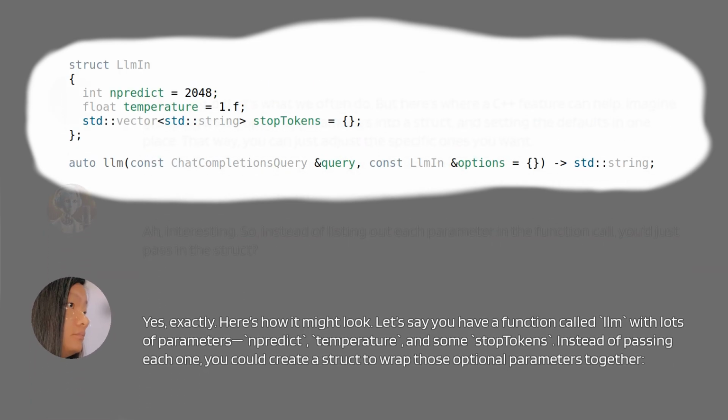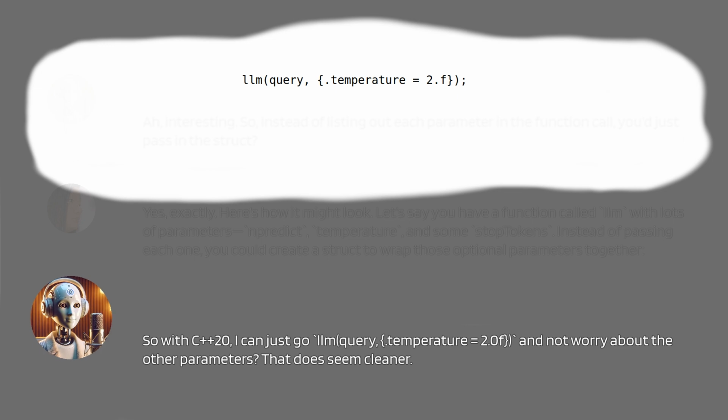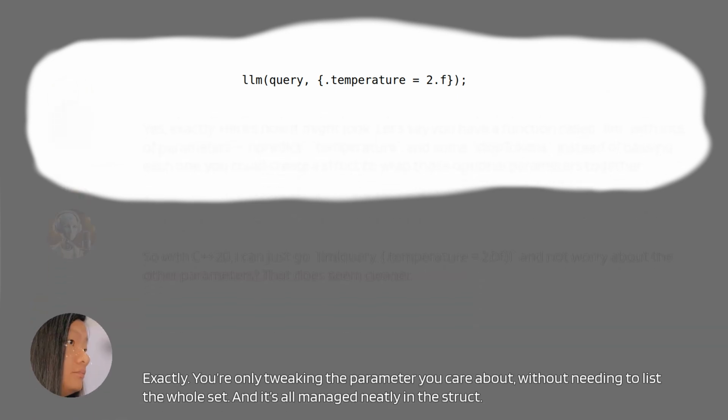Yes, exactly. Here's how it might look. Let's say you have a function called LLM with lots of parameters, mPredict, temperature, and some stop tokens. Instead of passing each one, you could create a struct to wrap those optional parameters together. So with C++20, I can just go LLM query, temperature equals 2.0 off and not worry about the other parameters. That does seem cleaner.